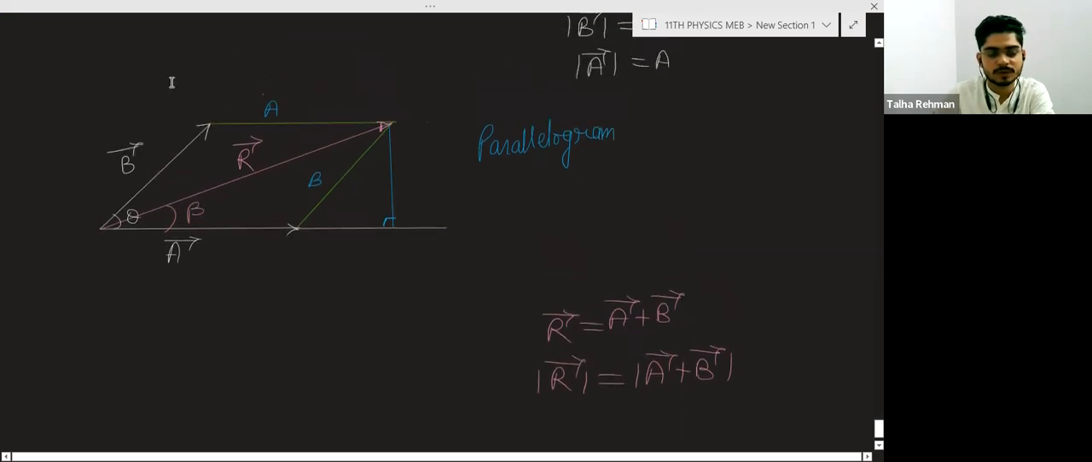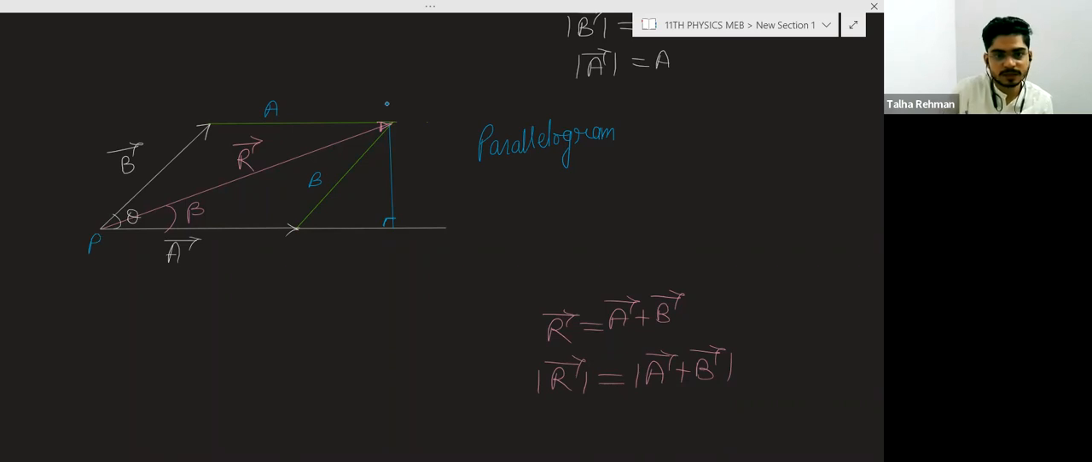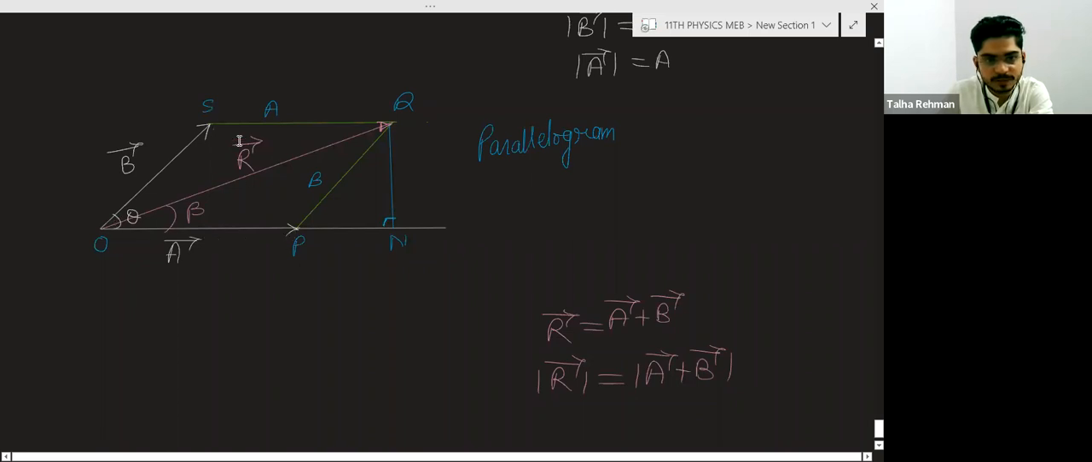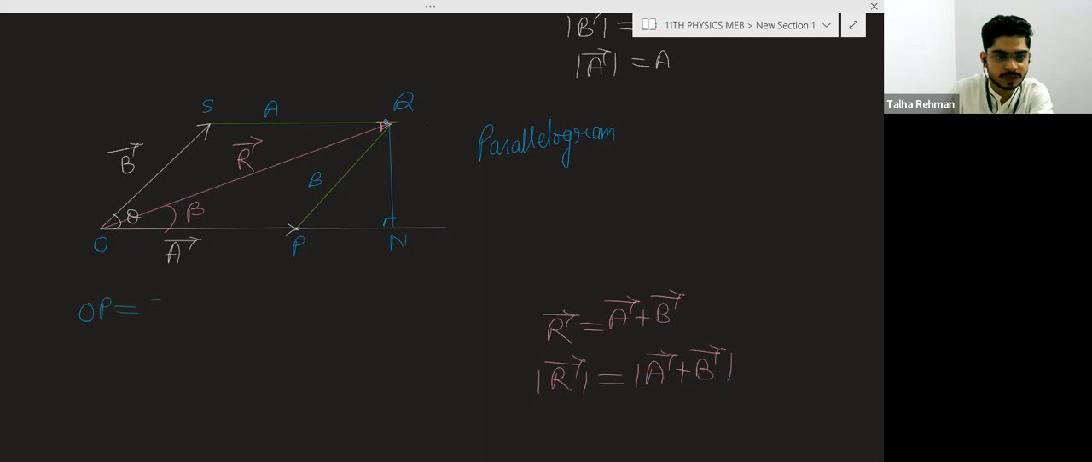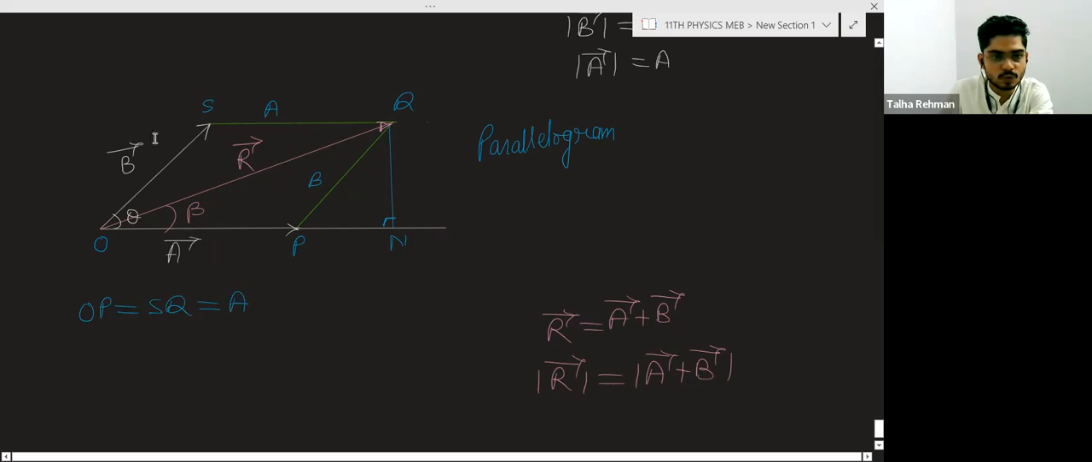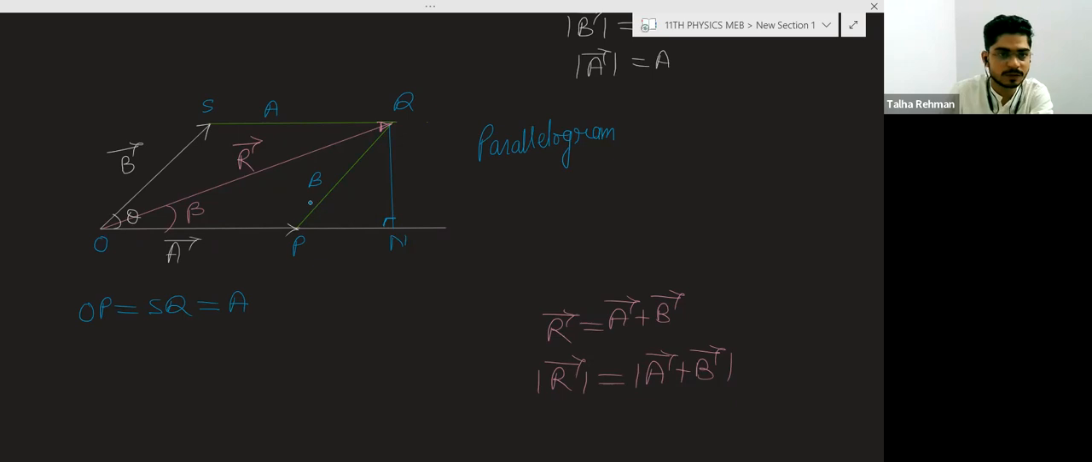Now we will apply the Pythagoras theorem to find this. Okay. Suppose this point is O, this point is P, this is point Q, this is normal N, and suppose this is S. So this OP is equal to SQ, and what is the value of this A? This OS is equal to PQ. What is the value? Value is B.